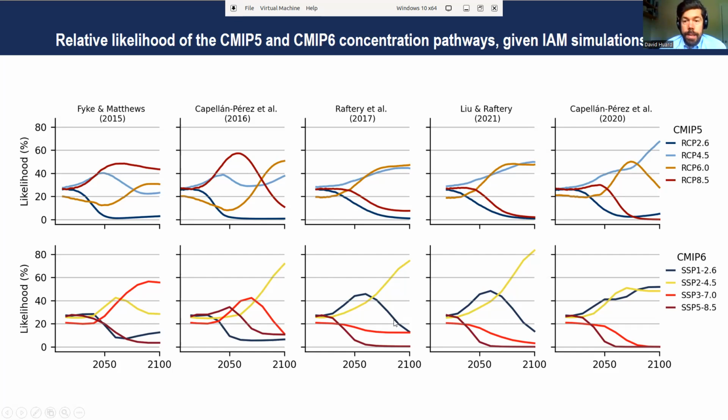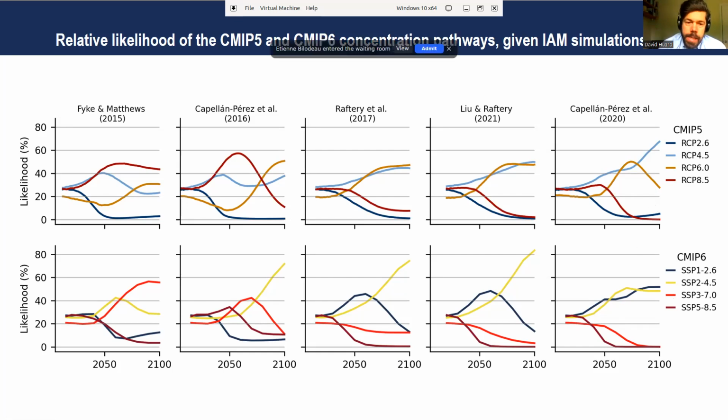If we look at CMIP6, we see that for most probabilistic integrated assessment models, SSP2 4.5 is fairly likely, along with SSP1 2.6. And that's fairly different from the results that we got in CMIP5, where RCP 2.6 was fairly unlikely.